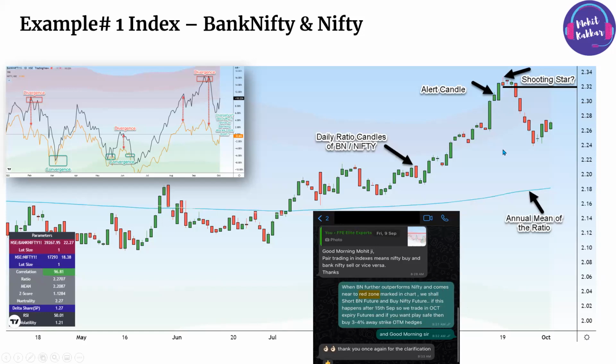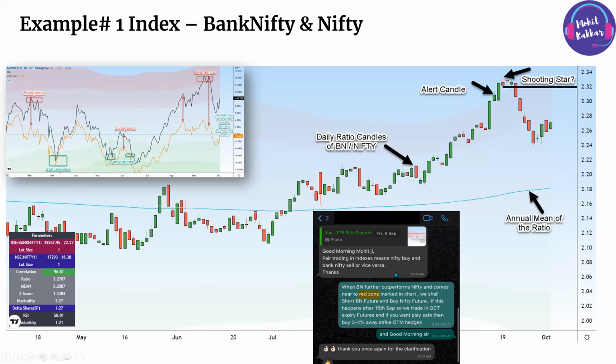One thing I forgot to tell: if it happens after the middle of the month, then we will trade in the next month future contract. This happened, I think, after the 15th. It happened on 21st or 22nd September. That means we will not trade in this month's expiry. We will trade in October expiry. So this is what I told him.